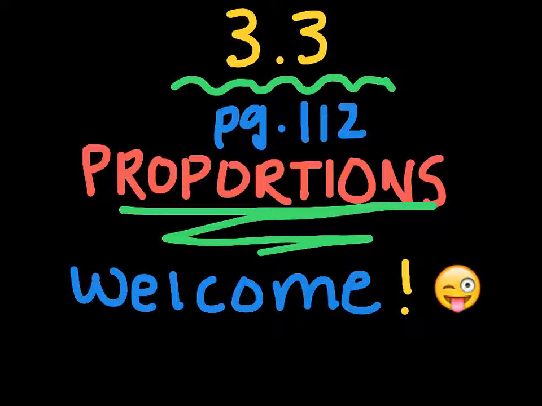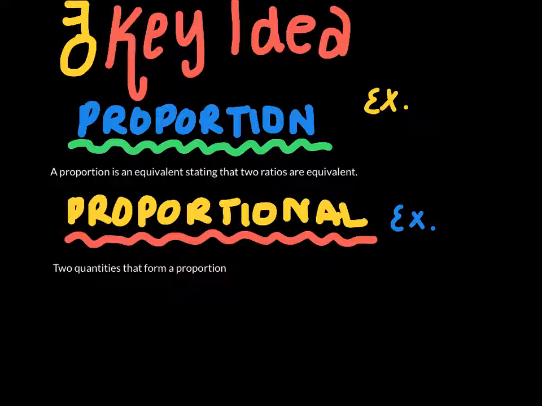Today we're going to be talking about proportions, which is lesson 3.3, page 112 in your books. I hope that I'll be able to help you do what you need to do in math, so let's get started. Today's key ideas on page 112 are proportion and proportional. A proportion is an equation stating that two ratios are equivalent, and proportional is when two quantities form a proportion.